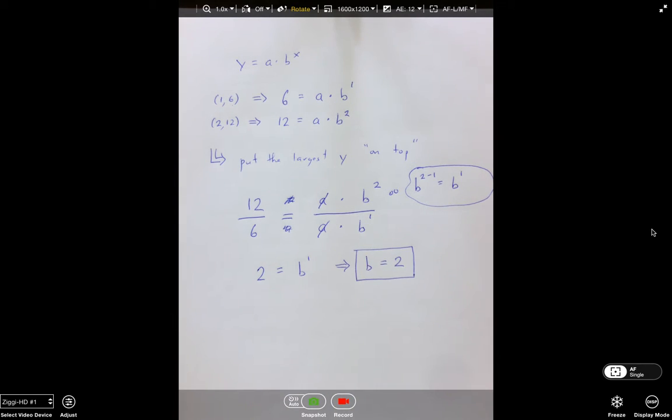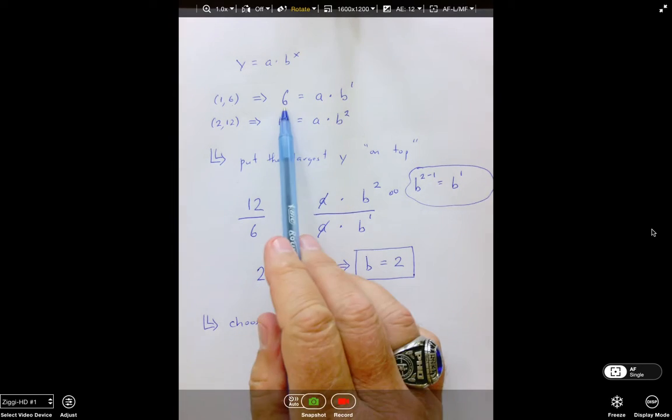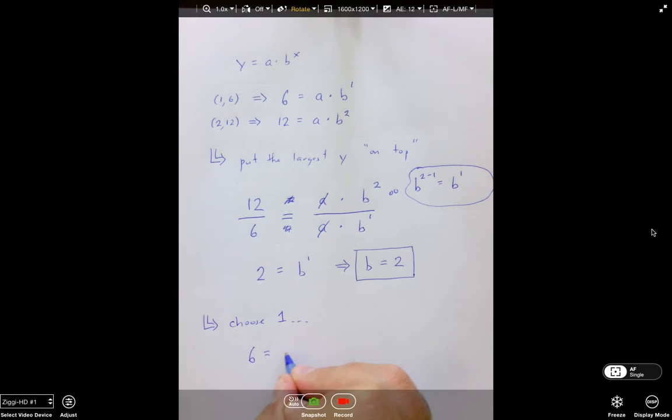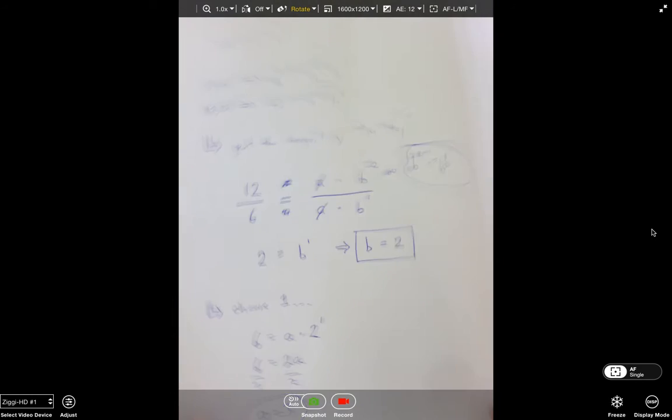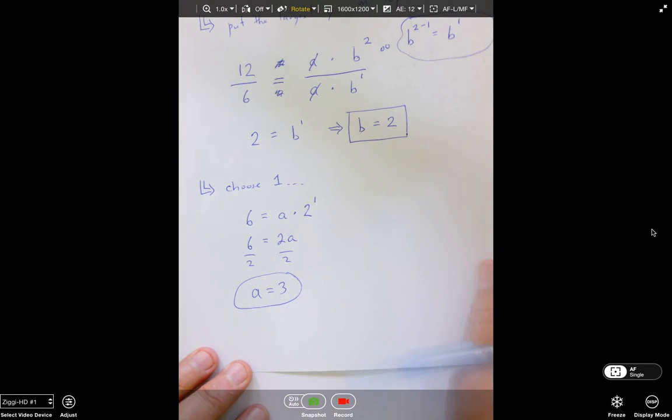As this tells me b must be equal to 2. Now, second thing, choose one of these. I'm just going to choose the top one. So I know that 6 must be equal to a times b, which is 2 raised to the 1st power. So this clearly comes to 6 equals 2a. Divide both sides by 2. As I know that a must be equal to 3.